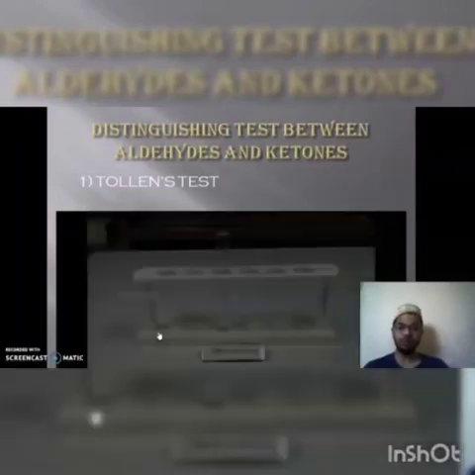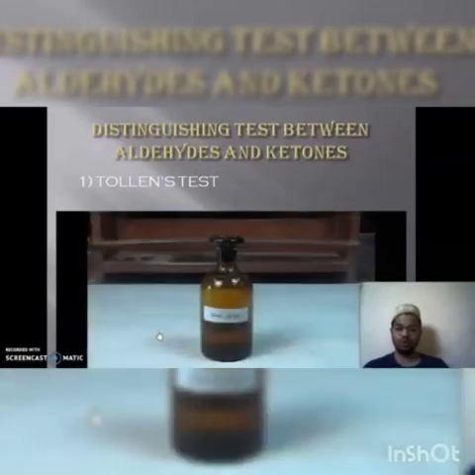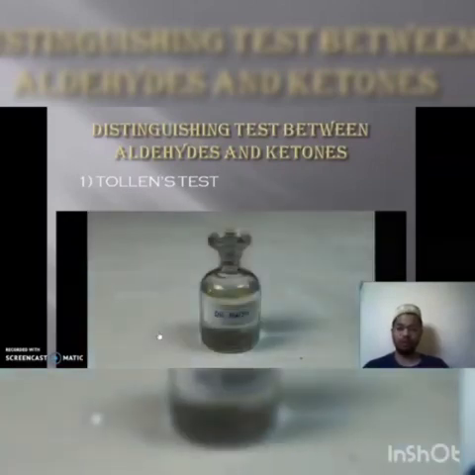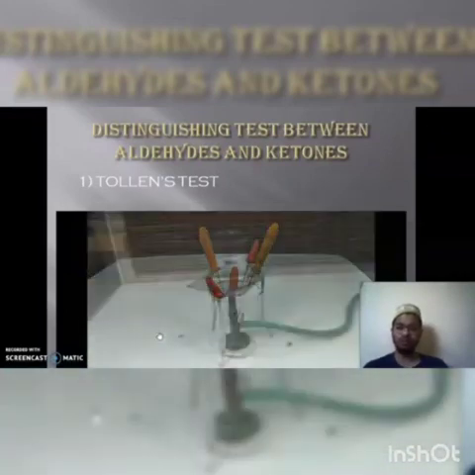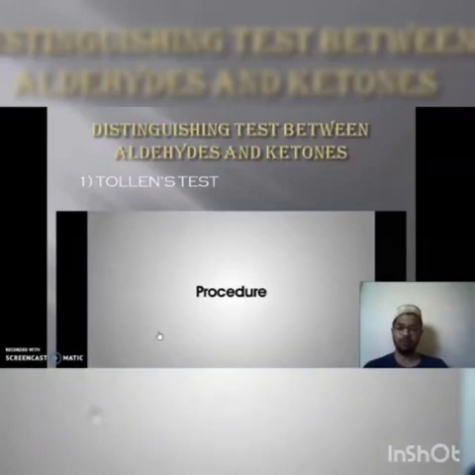First of all, materials required. First, organic compound. Second is silver nitrate solution. Third is dilute NaOH. Fourth is dilute NH4OH. And test tubes, test tube droppers and a water bath. The procedure is as follows.